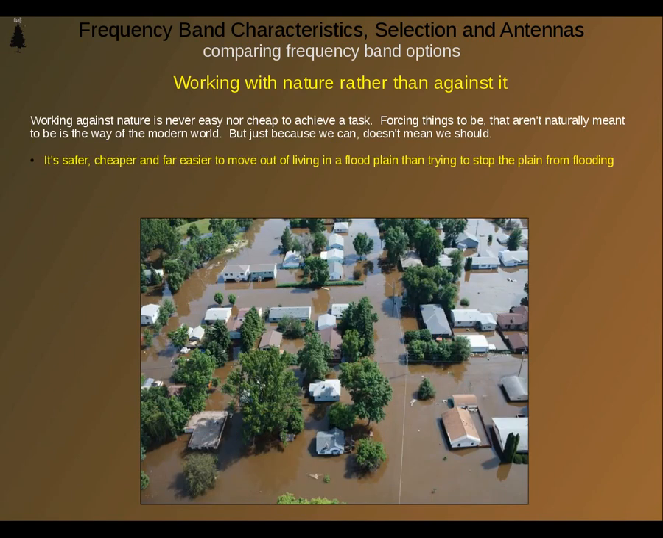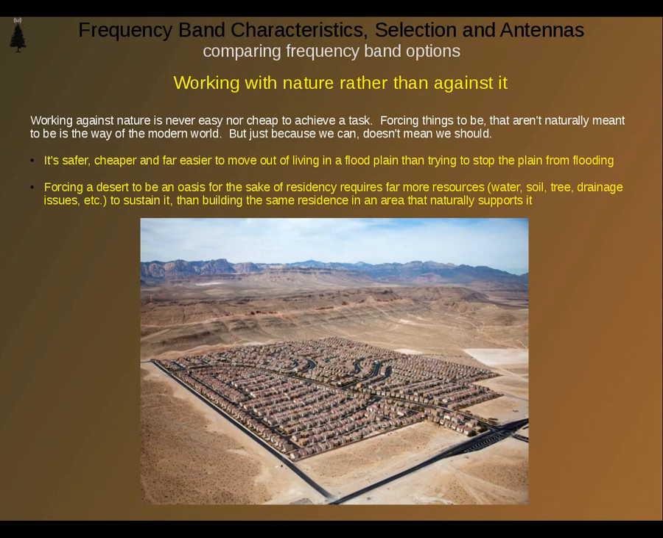It's safer, cheaper, and far easier to move out of living in a floodplain than it is to try to stop the plain from flooding. Forcing a desert to be an oasis for the sake of residency requires far more resources to sustain it than building the same residence in an area that naturally supports it.